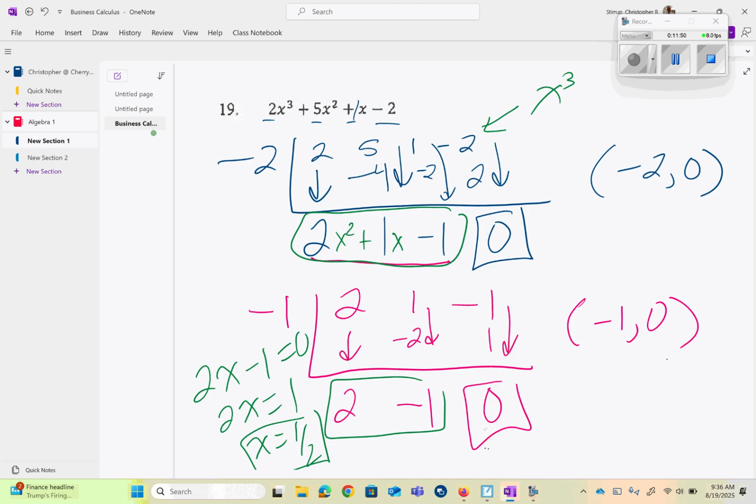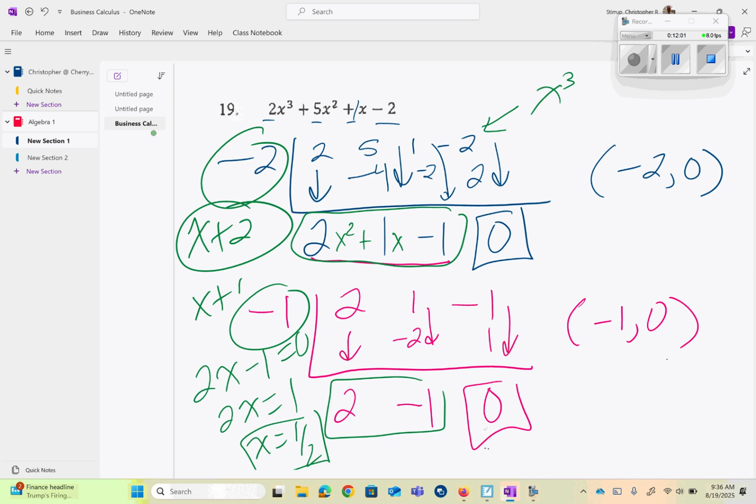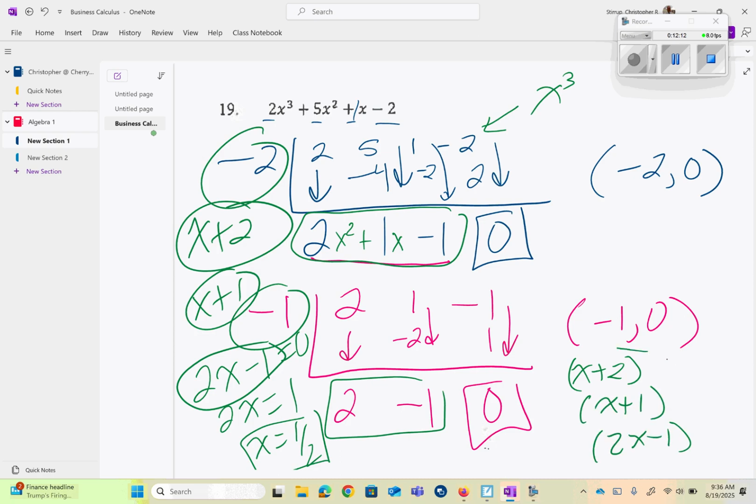But so if I were to truly factor this whole problem down, this gives me x plus 2. So that's one answer. This gives me x plus 1. That's another answer. And then we have the 2x minus 1. So my answer factored out is x plus 2, x plus 1, and 2x minus 1. That is the factored version.